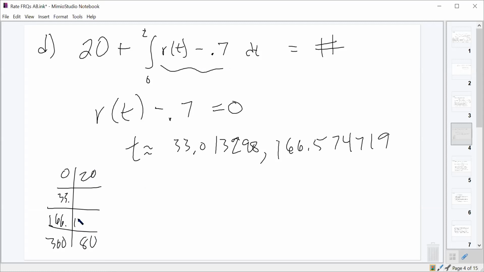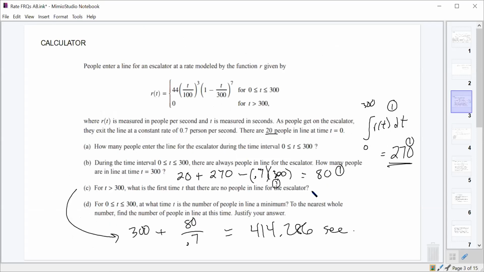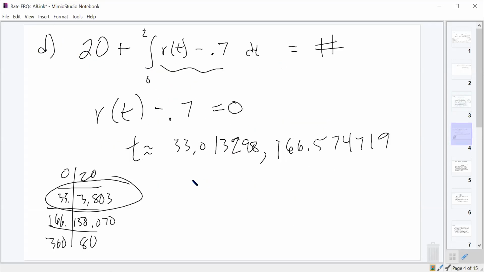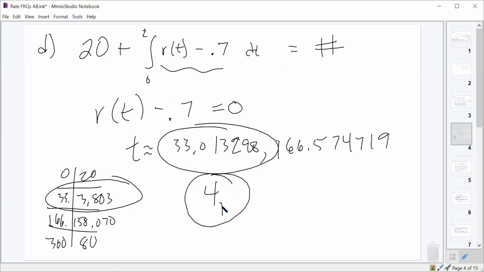They came out to be 158.070 and 3.803. So it looks like this value was our minimum. They asked, what is the number of people in the line and at what time? So we'd say, this is the time, and the number of people to the nearest whole person was 4 people. Good. Any questions there on D?